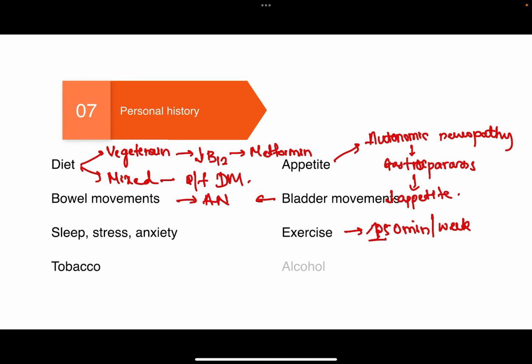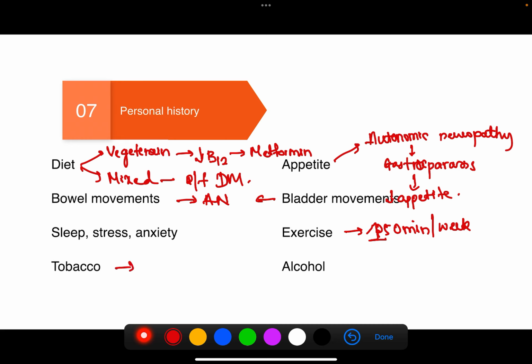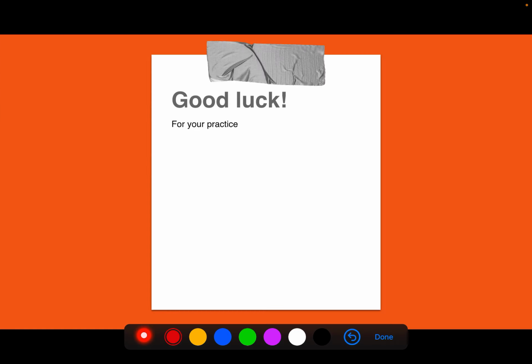Then tobacco and alcohol. Both of these are atherogenic. So you should ask if the patient is having alcohol or tobacco, and you should counsel the patient that he or she should quit it. So these are the important things.